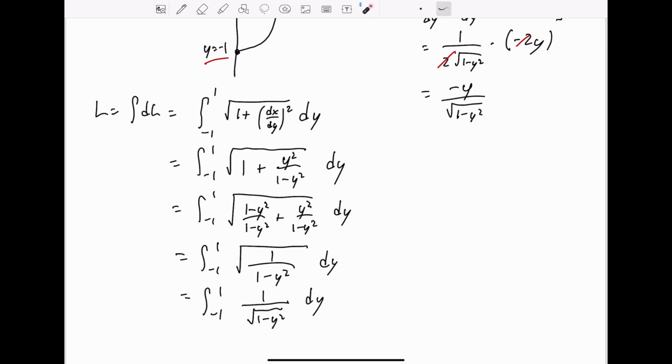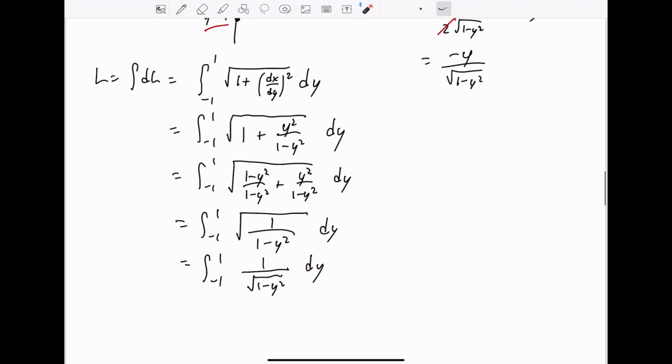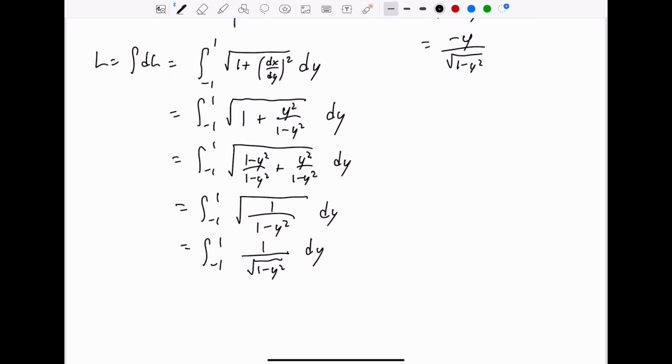Now at this point, I hope that you recognize this integral. The antiderivative of 1 over the square root of 1 minus y squared is arc sine. So this equals the arc sine of y. The antiderivative is arc sine of y, integrating from negative 1 to 1. So we have arc sine of 1 minus arc sine of negative 1.